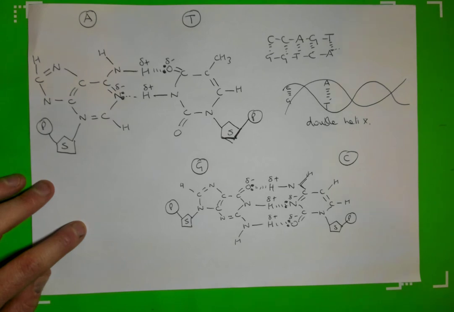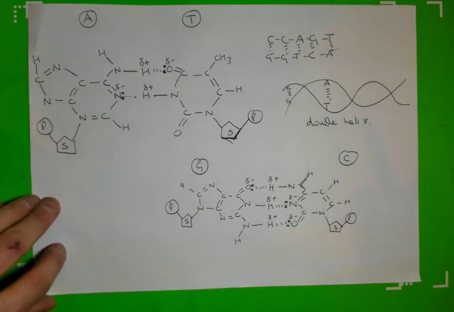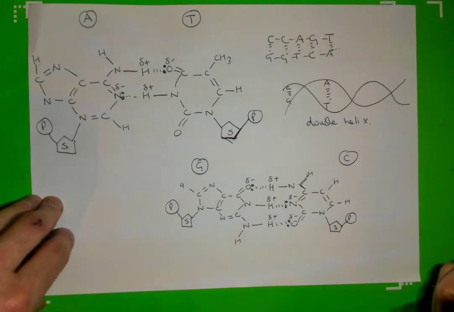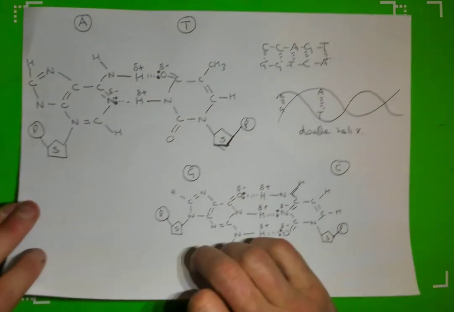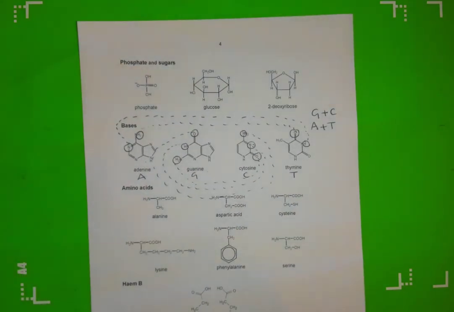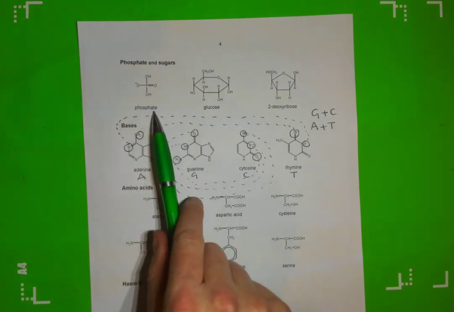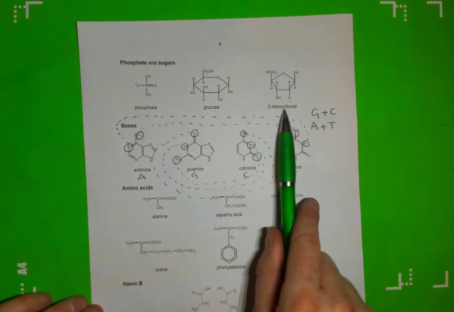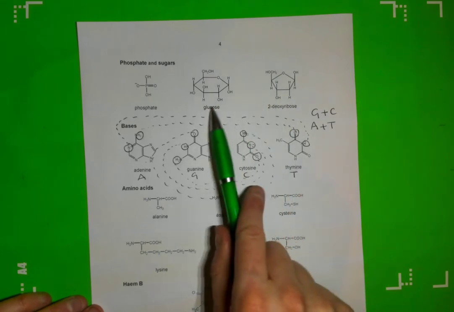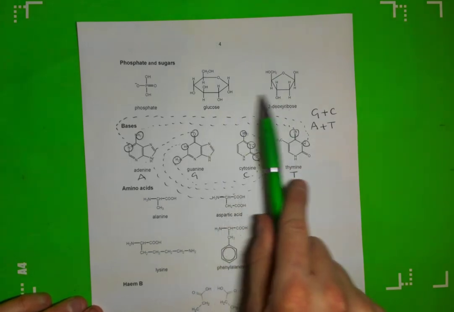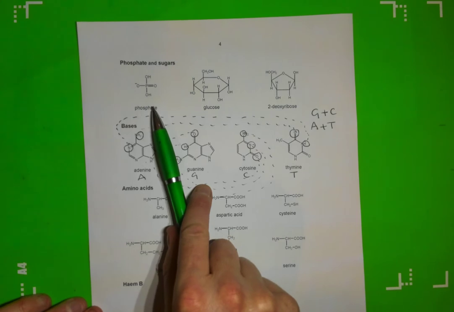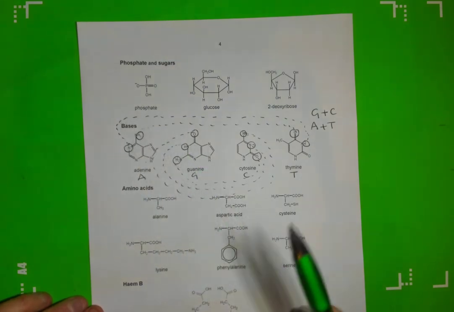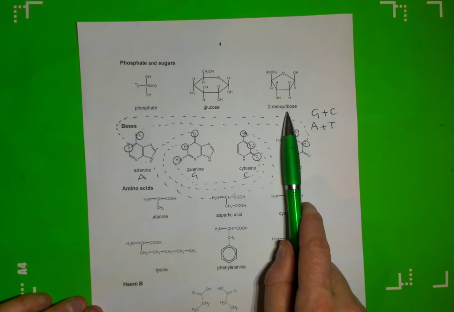Okay, what we need to have a look at now is the more detailed version of how the nucleotides actually bond together. So when you consult the datasheet again, on our datasheet we've got a phosphate group, glucose, and 2-deoxyribose. Glucose and 2-deoxyribose are examples of sugars, and this is your phosphate group. So we're going to look at how the phosphate group bonds to 2-deoxyribose.